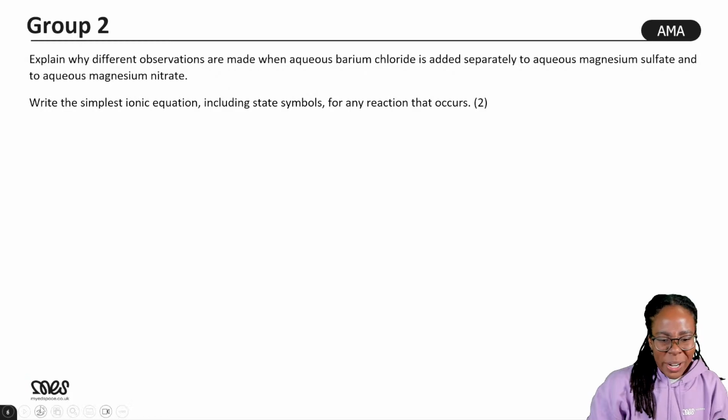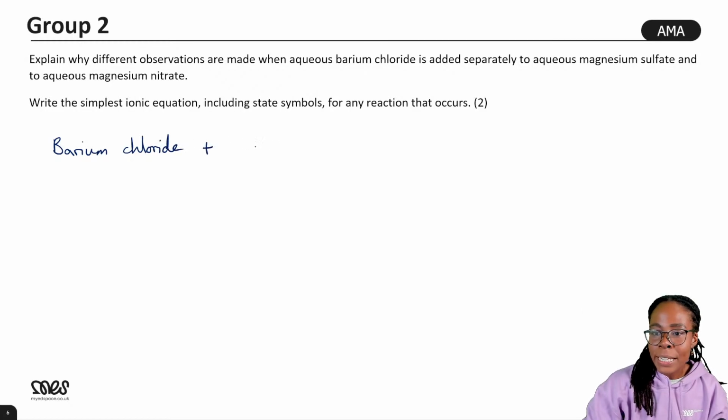Let's do them as word equations first, just so that we can get our head around what's going on. Barium chloride, or should we go straight to symbols? The words are already feeling very long. No, it's okay. Barium chloride, let me not be lazy. Barium chloride plus magnesium sulfate. Lovely, Fahim. Thank you for giving me some of those formulae in advance.